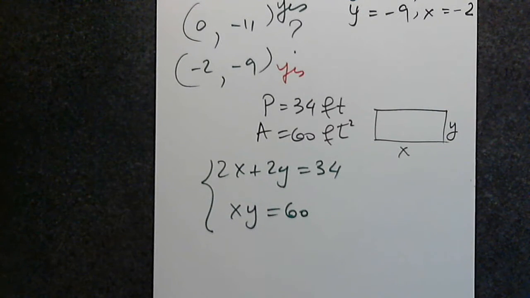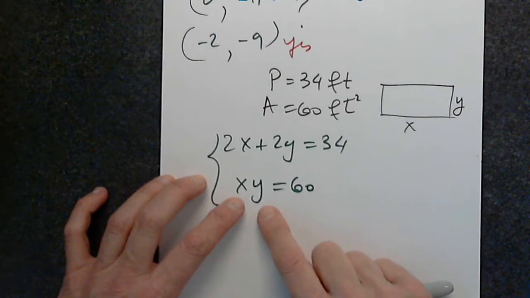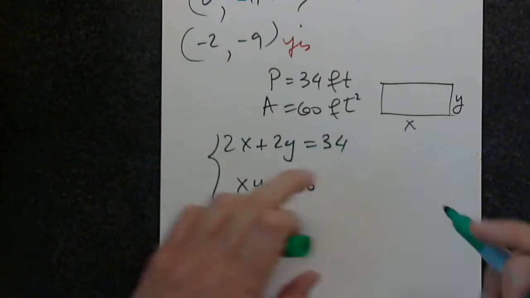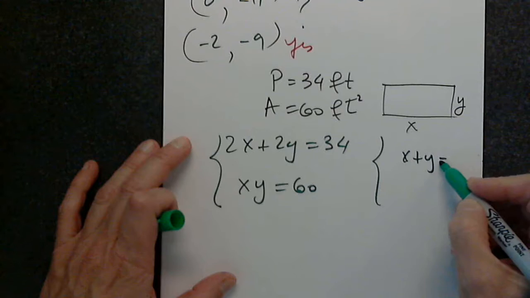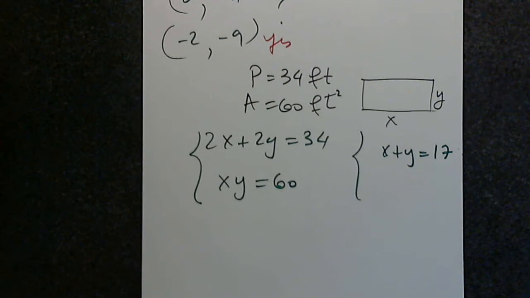What kind of system is this? And the answer is nonlinear. You may see x with power 1 and y with power 1, but this is a product. I will definitely simplify the first one into x plus y equals 17, just because I can get rid of some numbers and make it easier to work with.